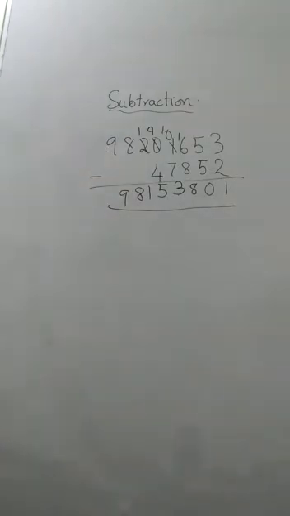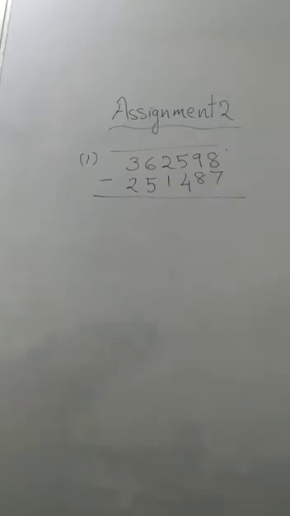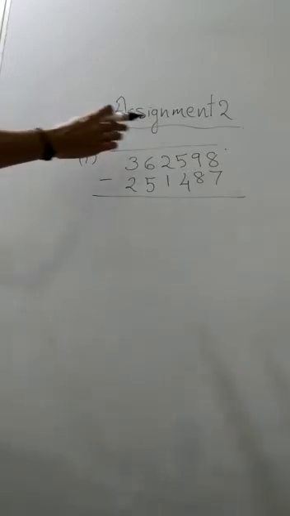Now let us straight away go to assignment 2. Now children, let us do assignment 2, subtraction. In the first one, they have already arranged it in the textbook. You can see they have already arranged it vertically, and they have given space like this to write the borrowing and all that. Now let us start the first question.